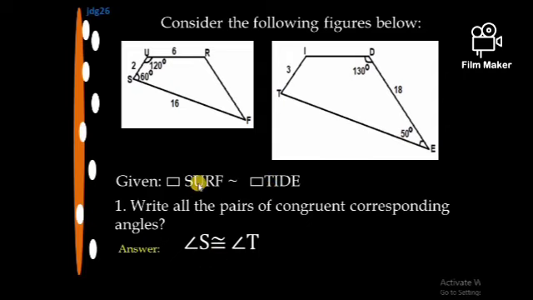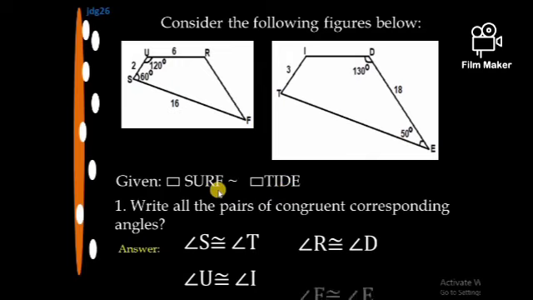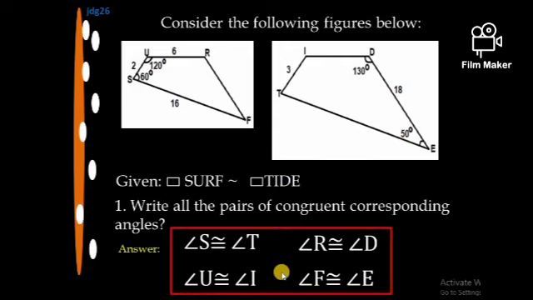So it follows that angle U is congruent to angle I. Angle R is congruent to angle D. And angle F is congruent to angle E. And these are the corresponding angles that are congruent.